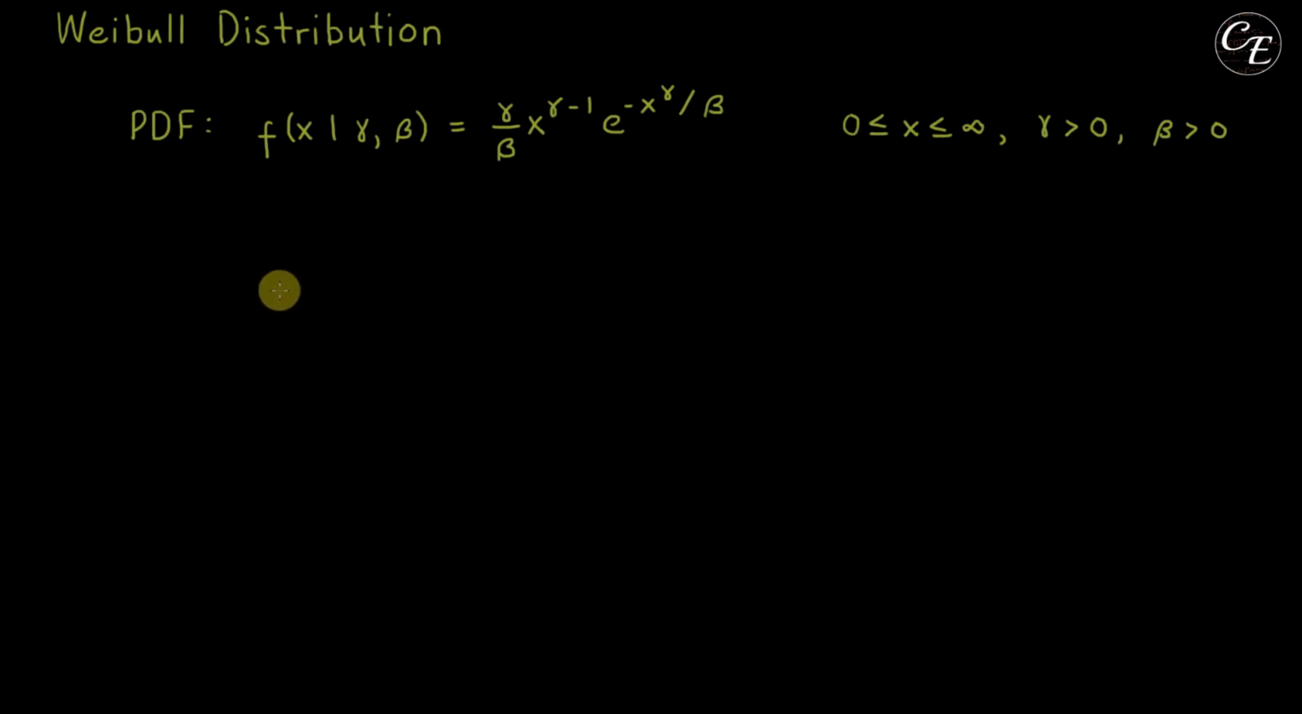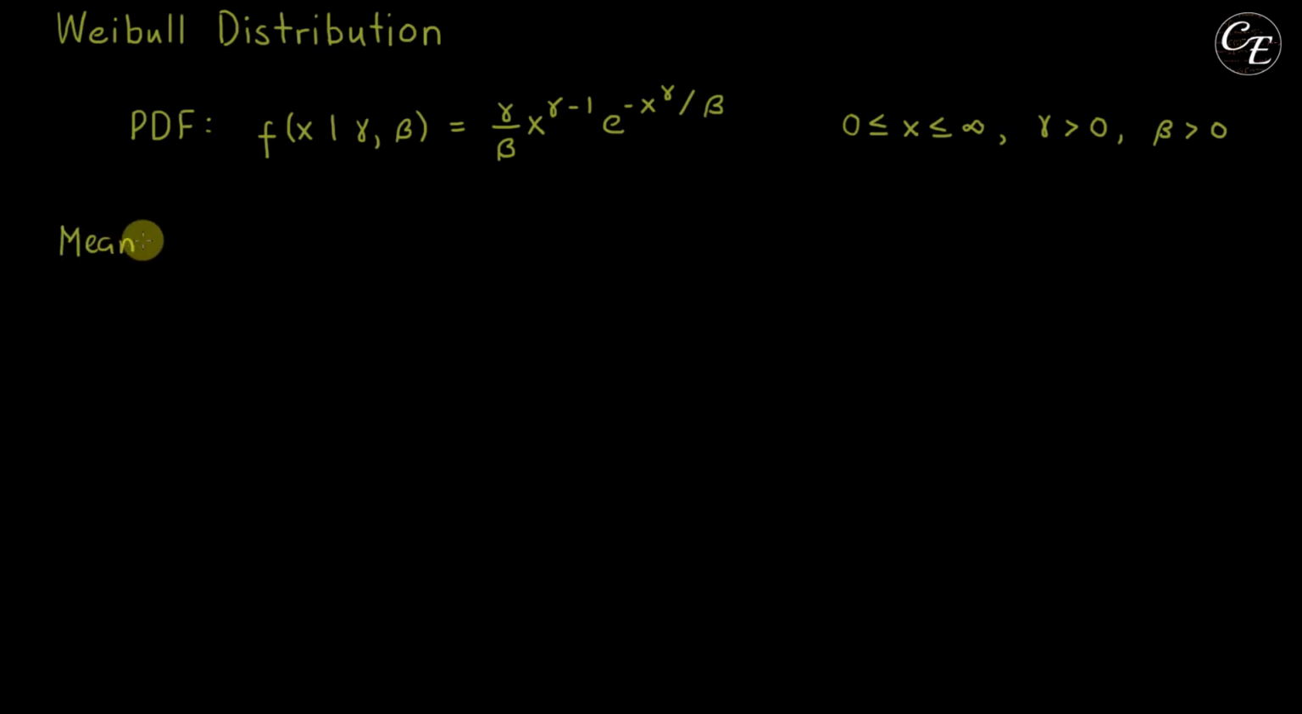Hello everyone, in this lecture, I'm going to show you how to derive the mean, the variance, and the moments of Weibull distribution. Weibull distribution is a continuous probability distribution with a probability density function or PDF shown in here. Now let's start with our derivation of mean.